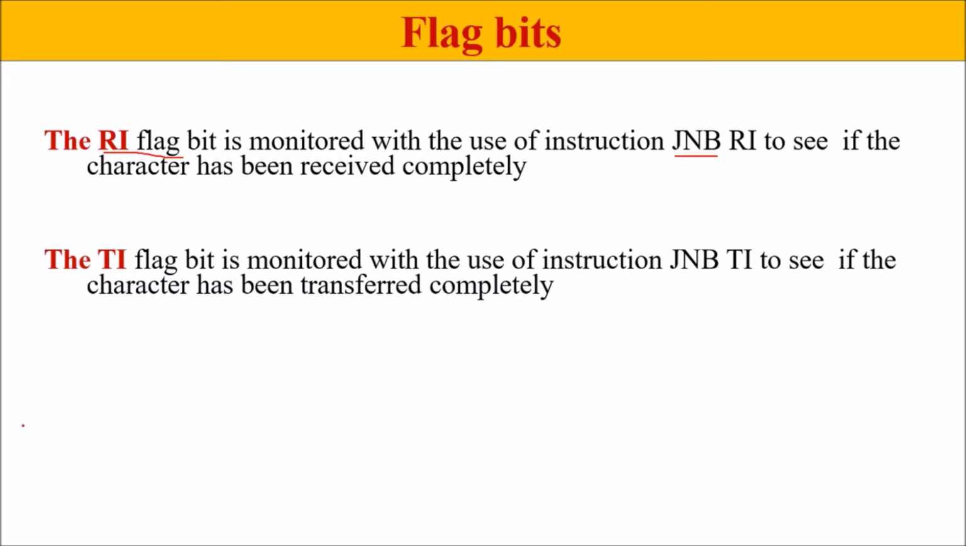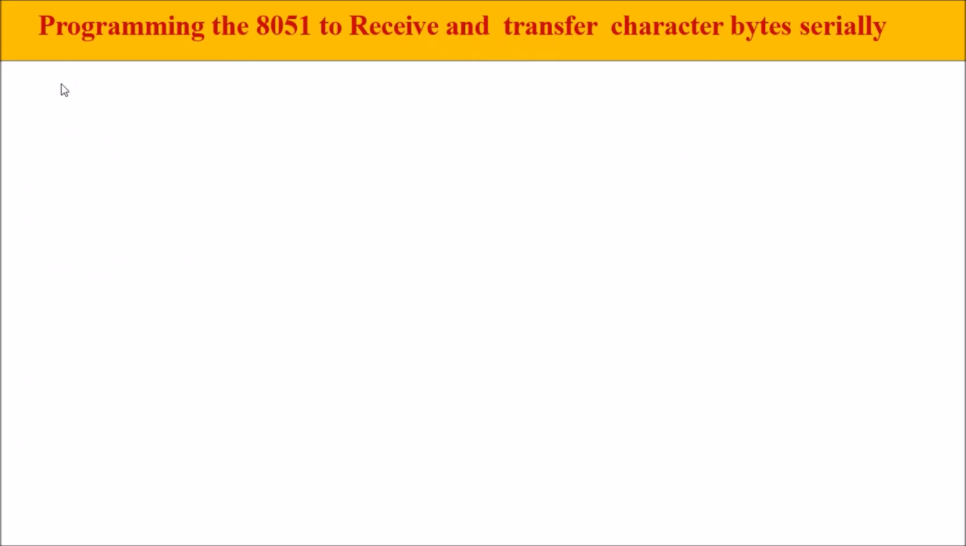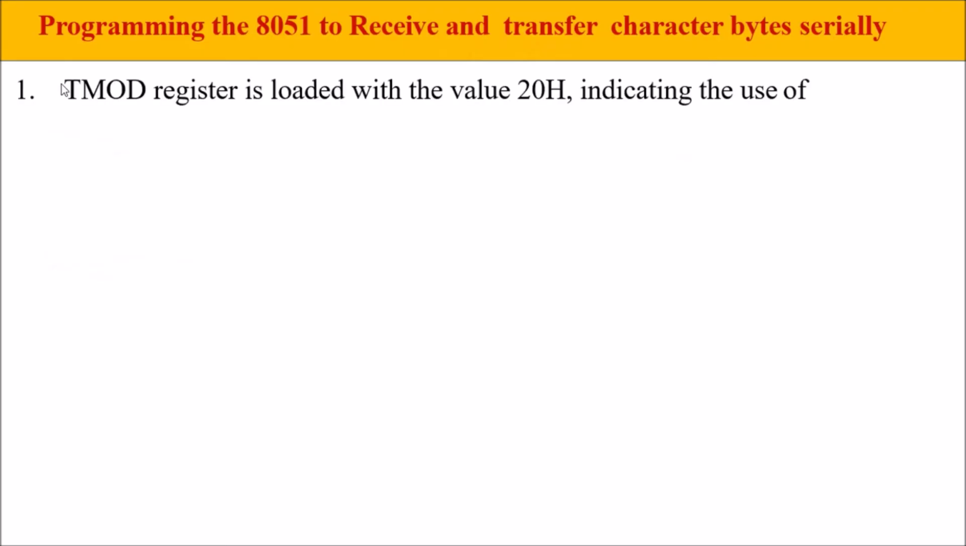Similarly, to check whether the character is transmitted completely or not, we are going to check the TI flag bit. So we'll use the instruction JNB TI, jump if not bit TI. If this TI bit is 1, that means the character is transmitted completely. If it is 0, the character is still being transmitted. So just go through the algorithm for this program.